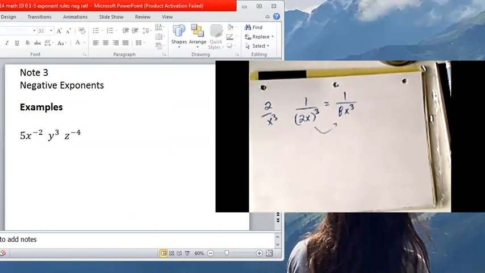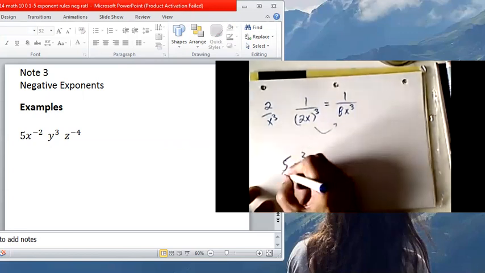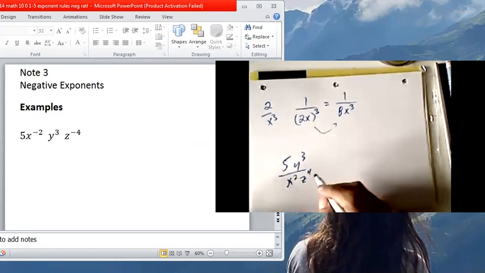Another example from last day. Again, just moving the negative exponents underneath and everything else stays on the top. So that would give an answer that looks like 5y cubed all over x squared z to the 4th.